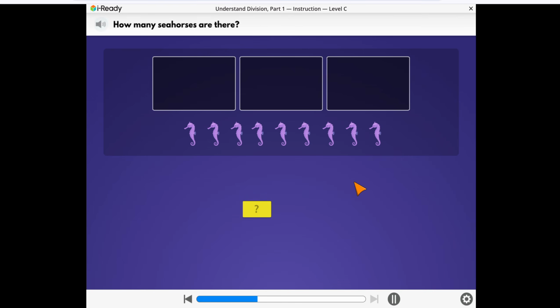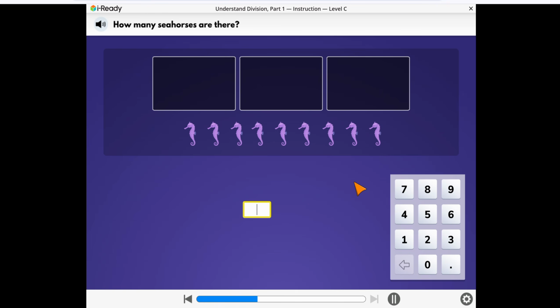Write a division equation. How many seahorses are there? Should we just be like, nah, I know it's 100? 200? No! If you guess, you might be wrong. You have to count even when you know. It might be like 1, 2, 3, 4, 5, 6, 7, 8, 9, 10. That's too fast.